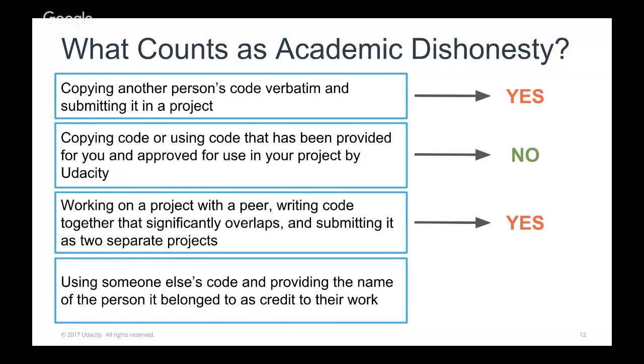And then the last example is using someone else's code and providing the name of the person it belonged to as credit to their work. So this one is a little bit of a trick question, because sometimes you will need to refer to others' work, and this is okay. But to properly attribute that person's work, we ask that you give the date that it was written and the URL where you found it. And this should only be a small piece of helper code, and it should be open source or written by somebody who has provided their consent to use their code. And it shouldn't be directly relevant to the concepts being assessed in your assignment, because that doesn't show you fully understood the concepts.